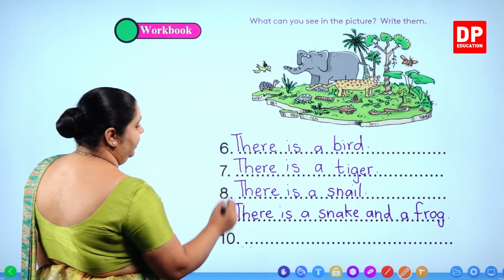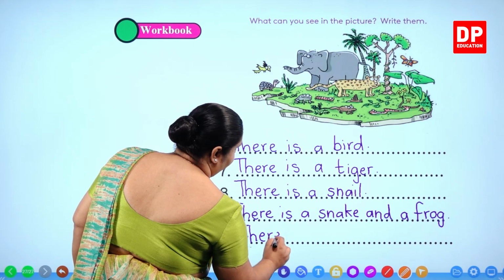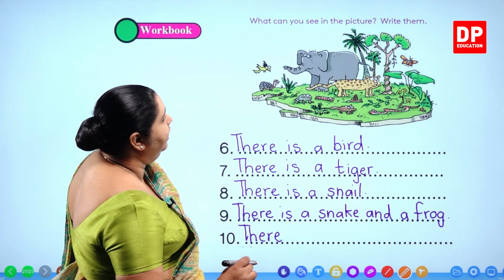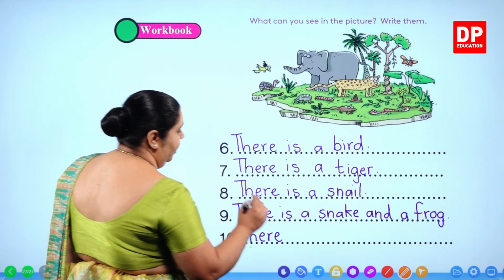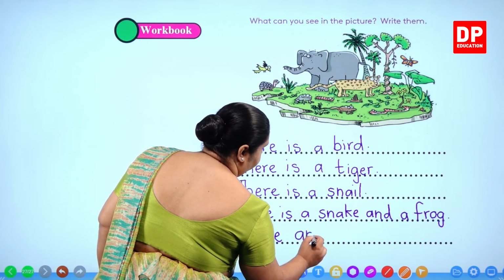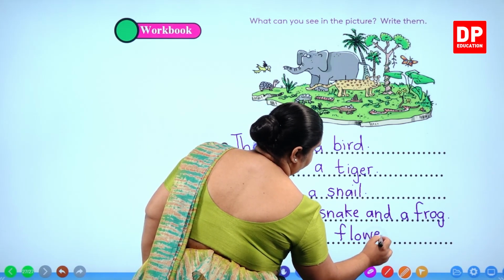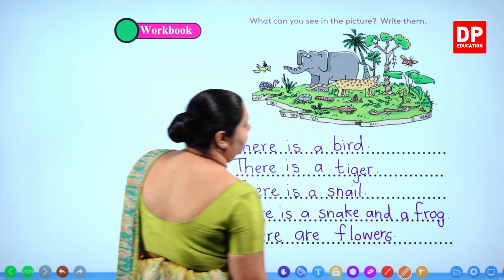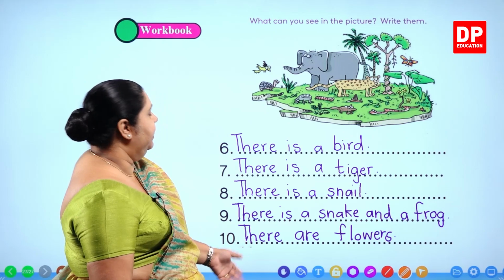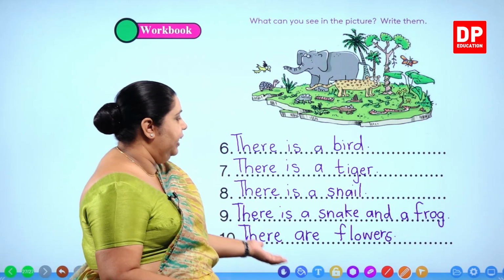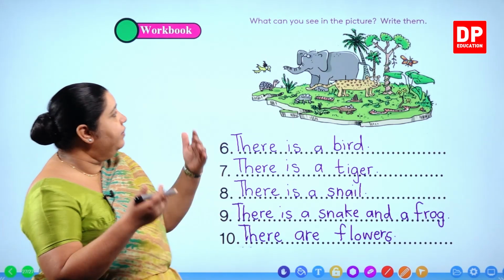Right? We will write there is, we can say there are flowers. Do we have flowers on the trees? There are beautiful yellow flowers. There are flowers. See what a beautiful country we have. There is a bird, there is a tiger, there is a snail, there is a snake and a frog. There are flowers, right?